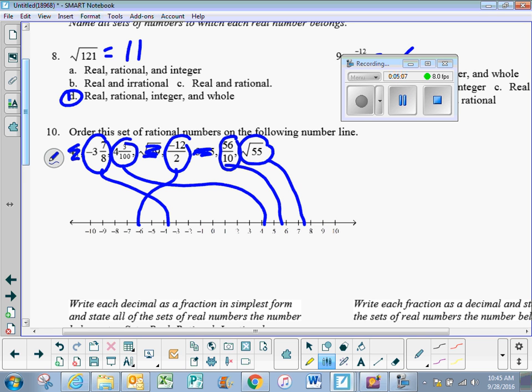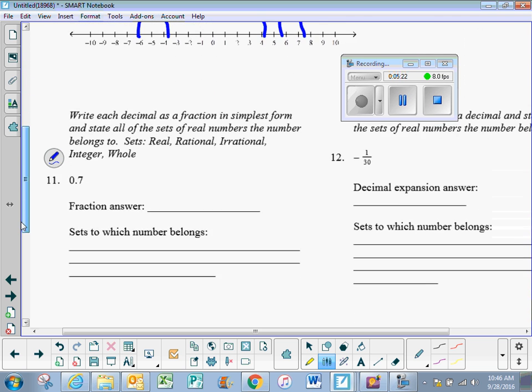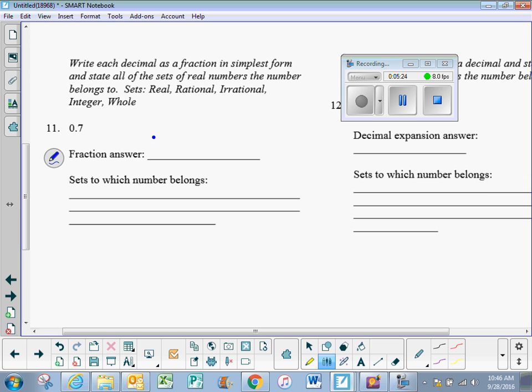You counted me wrong, but then you just did what I did. Look closely. I probably circled the one that wasn't right. Yeah, you gave me -1/2. You put it in the wrong place. All right. What is 0.7 as a fraction? 7/10. What is a fraction? It's real and it's rational.